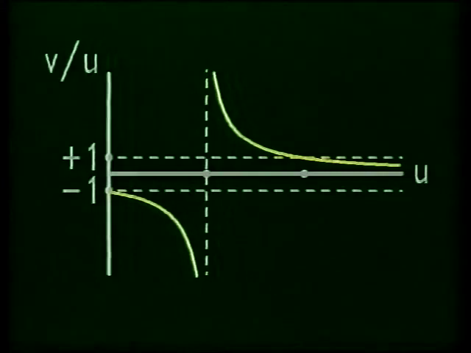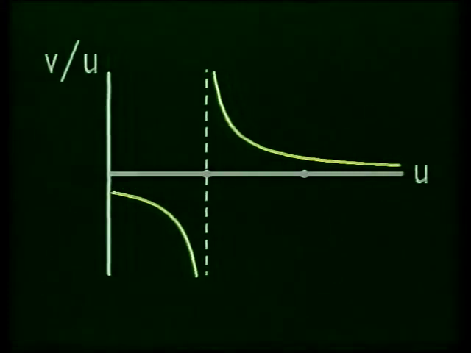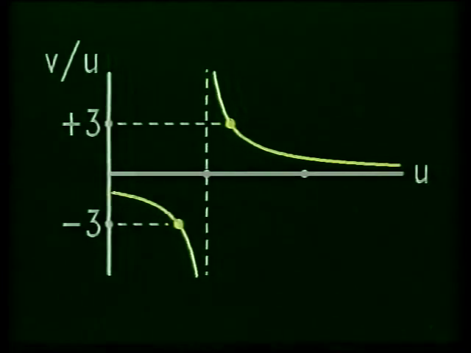Now let's think about a magnifying glass. The aim is to produce a magnified image. Suppose we wanted a magnification of 3. From the graph, there are 2 positions of the object that would allow us to obtain this magnification. If we chose V over U equals +3, then the magnification would be 3 and the image would be real. If we chose V over U equals -3, the magnification would again be 3, but the image is now virtual.